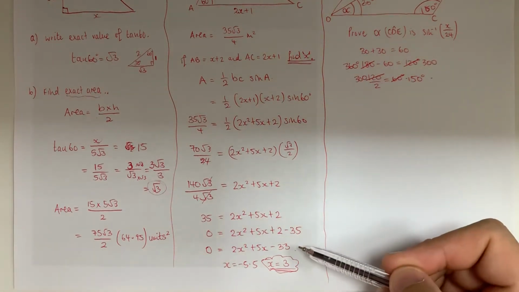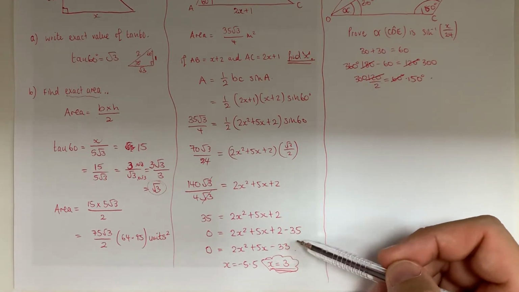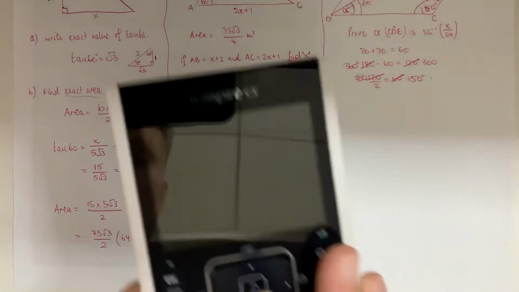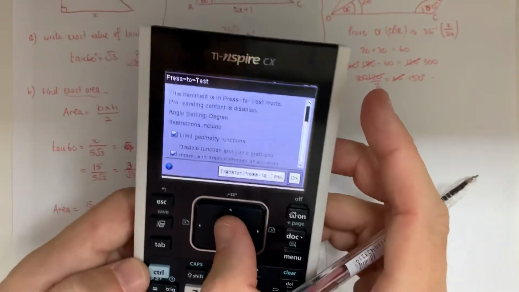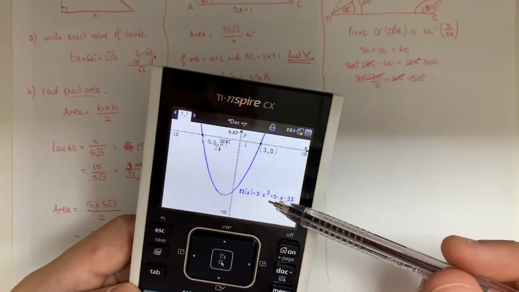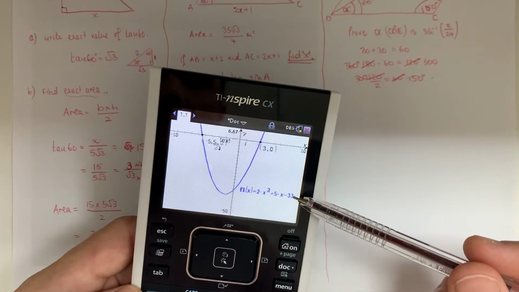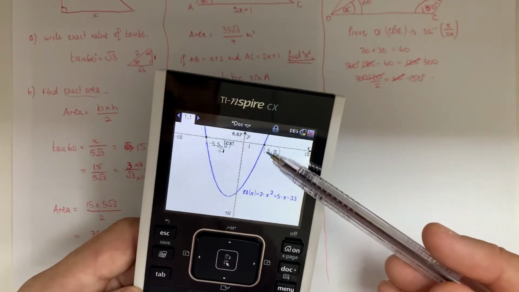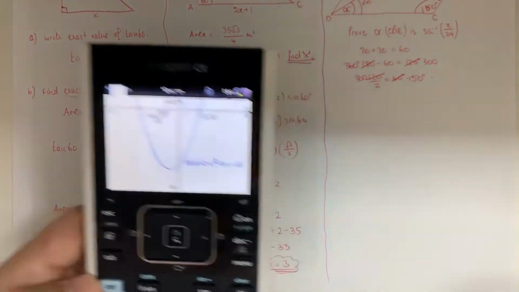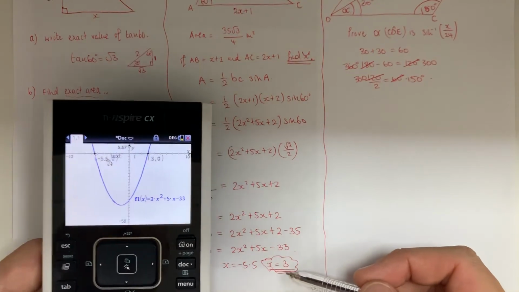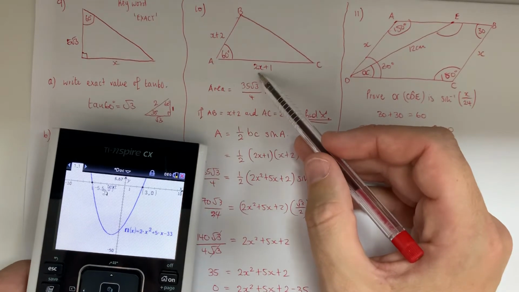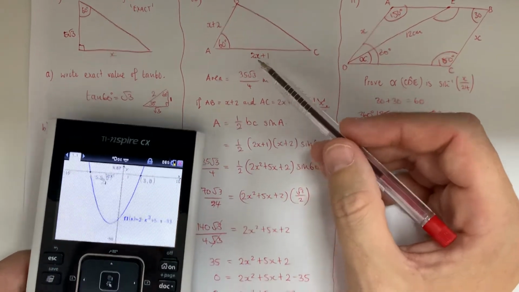So I finished off here with this quadratic. Now you can either use the quadratic formula, you can look to factorize, or you can even use the GDC calculator, where I've entered the function 2x squared plus 5x minus 33, and I've found the zeros here. Now, using a bit of common sense, I'm only going to take the positive number, because if I was to enter negative 5.5 into here, I'm going to get a negative length, and you can't have a negative length.